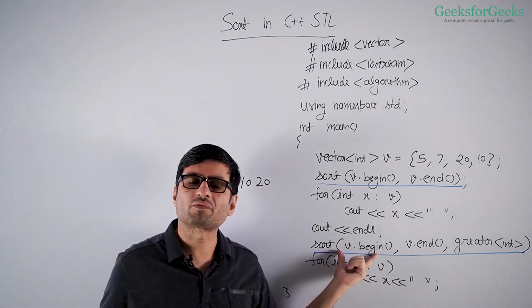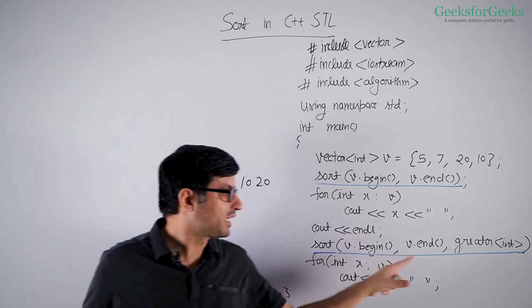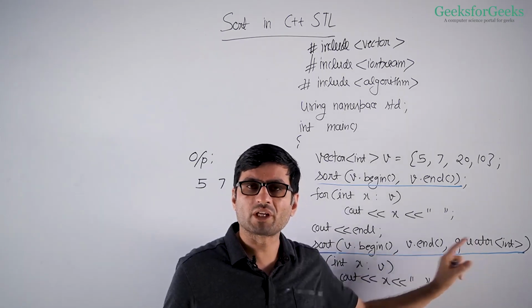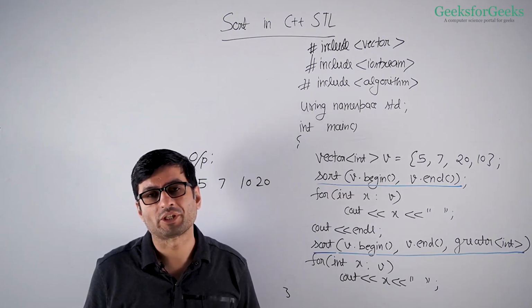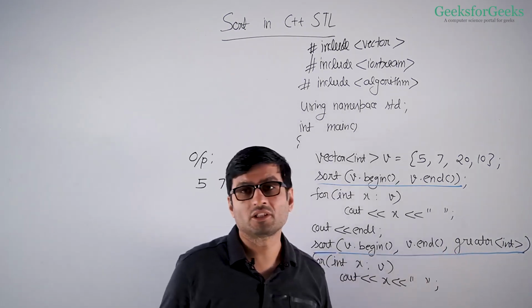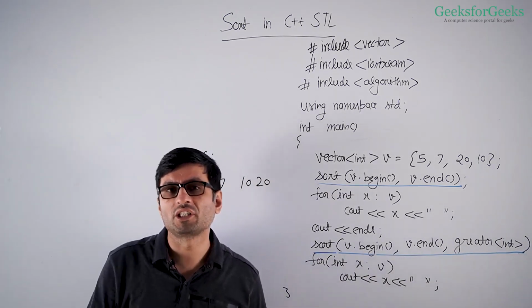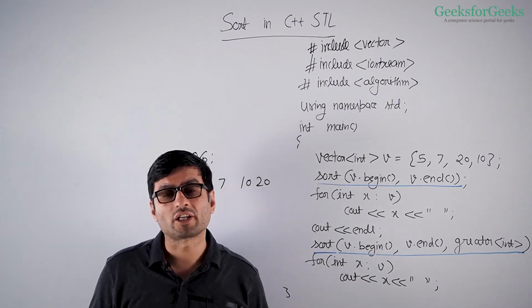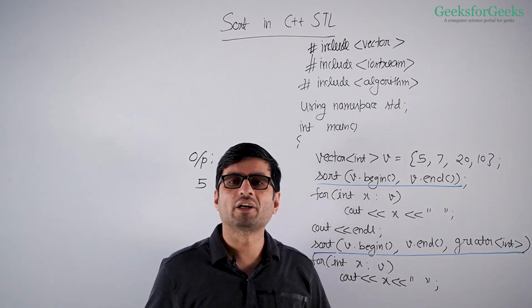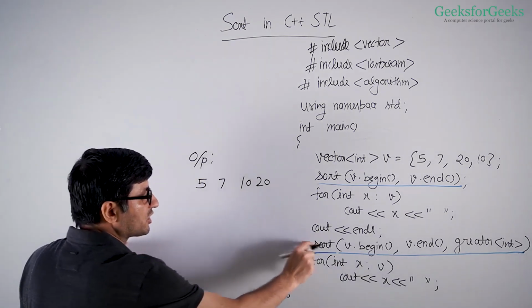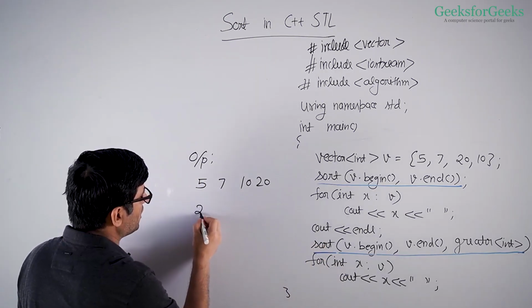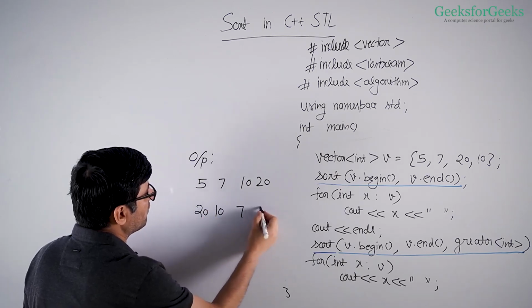Here we have called the sort function again, but we have passed another parameter, a third parameter, which specifies the order of sorting, and the greater function is typically used to reverse the default order. Default order is increasing order and greater is going to change it to decreasing order. So the output after the sort call is 20, 10, 7 and 5.